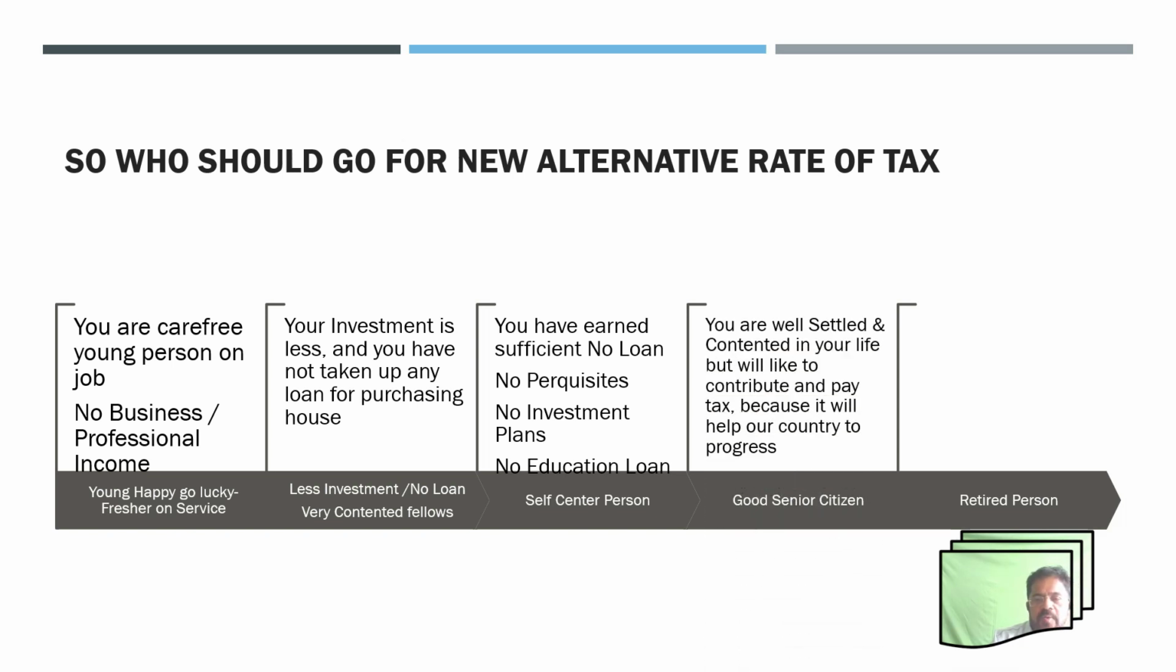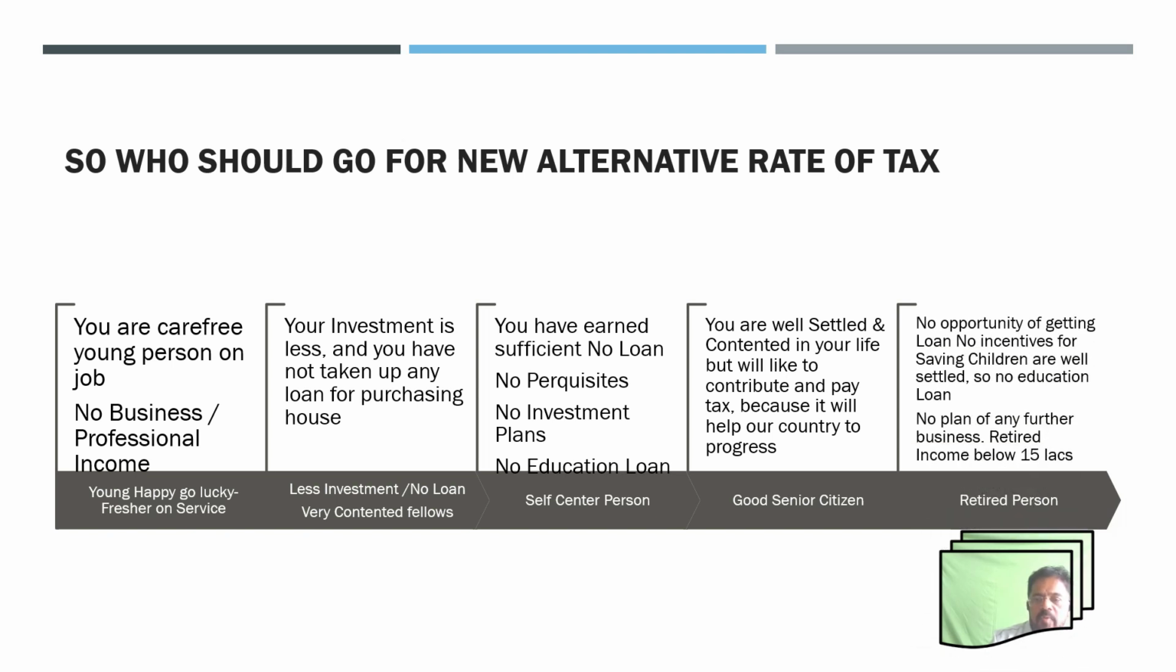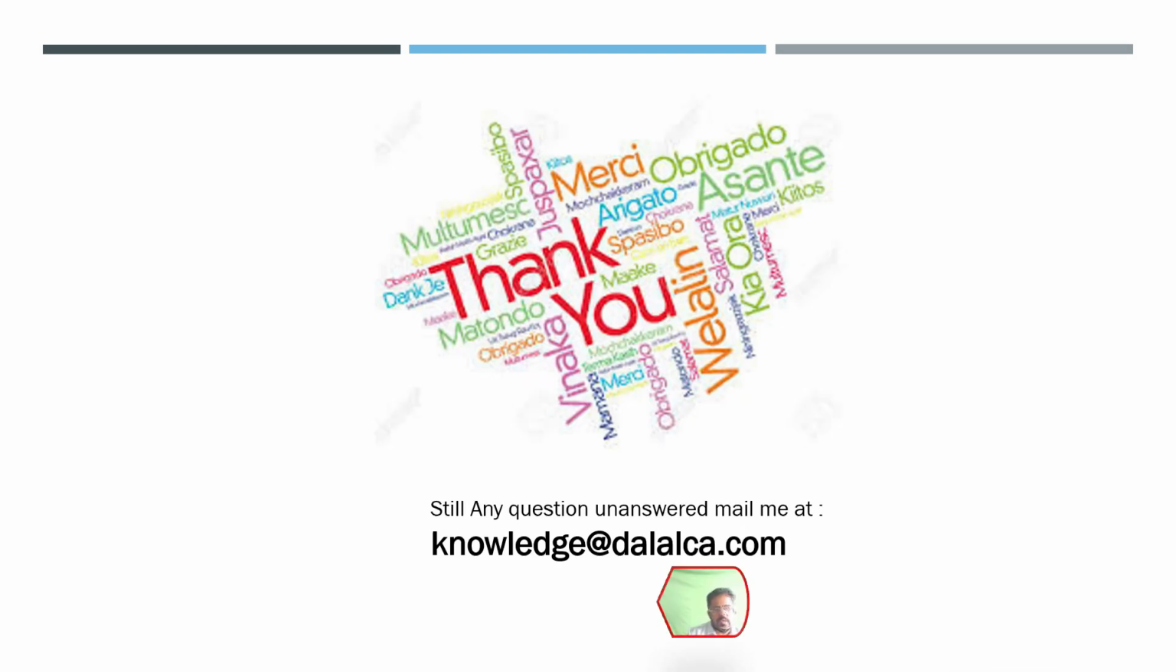Or you are well settled and very contented in your life, and you also would like to contribute some taxes to the government because you want to help the country to progress. Then you should also go for the alternative rate of scheme. Or if you are a retired person, no opportunity of getting any further loan, no incentive for saving for the children as they are well settled, no educational loan, no further plan for your business or growth, and your retired income is below rupees 15 lakhs, then definitely you should go for the alternative rate of tax. So you will have to decide in each of your individual cases.